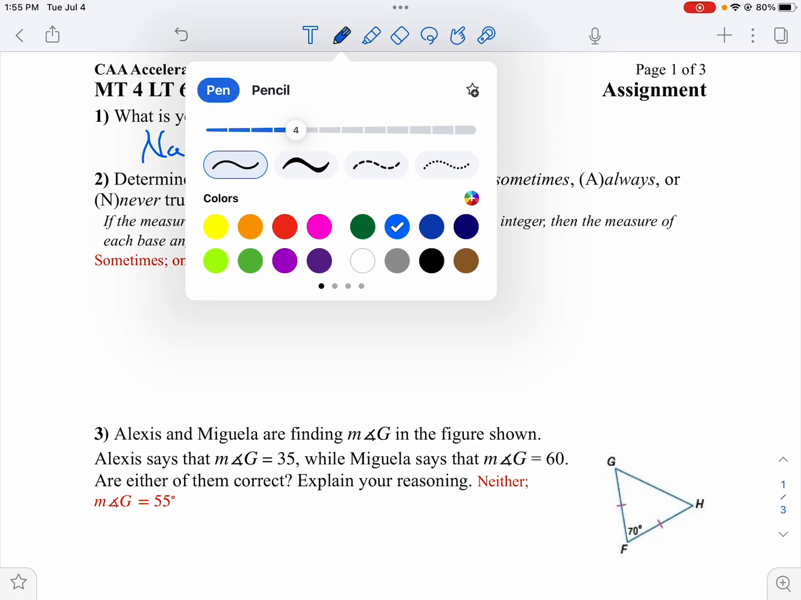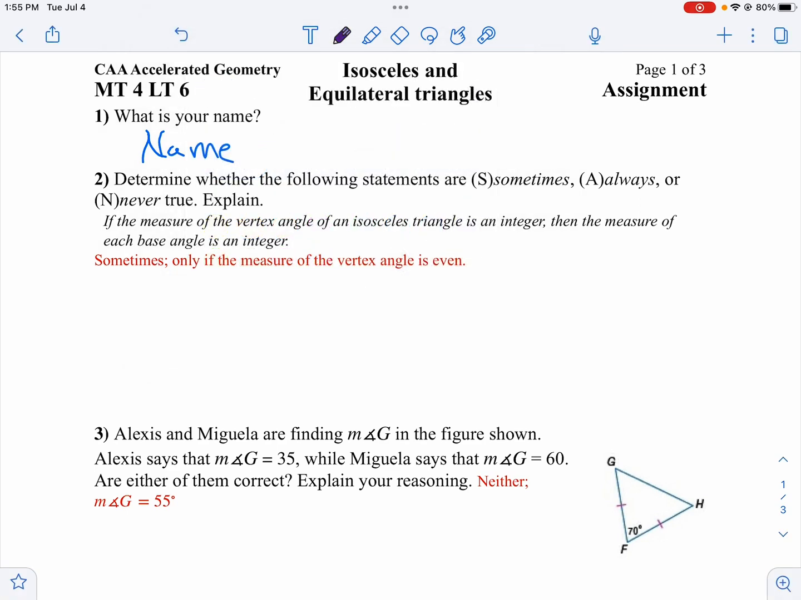Number 2, if we have an isosceles triangle, we know the base angles are the same. And this is a sometimes, always, never question. If the measure of the vertex angle of an isosceles triangle is an integer, remember an integer is any whole number, no decimals or anything like that, then the measure of each base angle is also an integer.